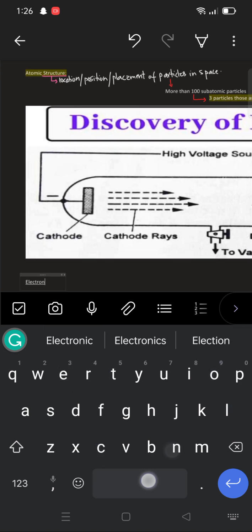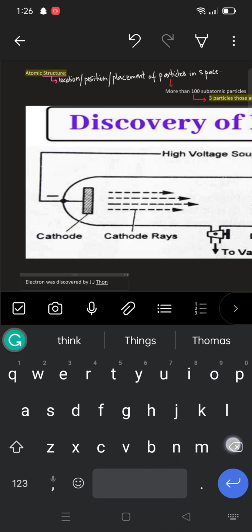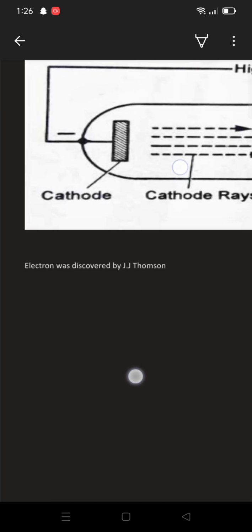Electron was discovered by J.J. Thomson, right? Let me highlight this. It was discovered by J.J. Thomson. And which experiment did he do for discovering the electron? He did electrolysis. So the name of the experiment was electrolysis.